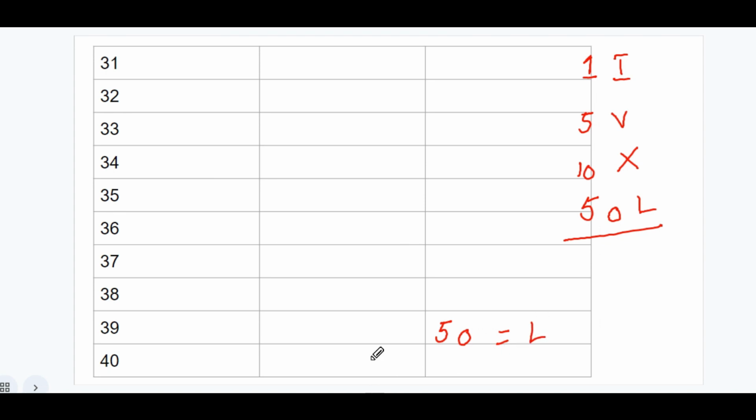Alright, so it means now the next number we need to learn is equals to 50, that is L. So now tell me, if you need to go back from 50 to 40, how can you go? 50 minus 10, right? So what is 50 over here? L. Okay, L. And what is 10? X. So where should I write X? At the front of L or at the back of L? At the back of L. Very good. So 10 means X. So it will become XL.